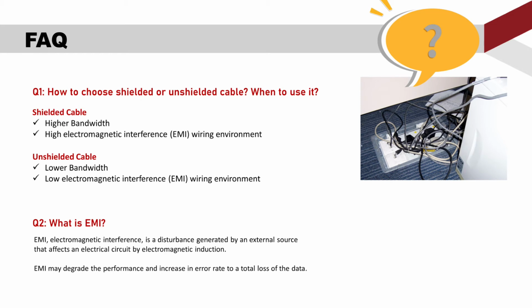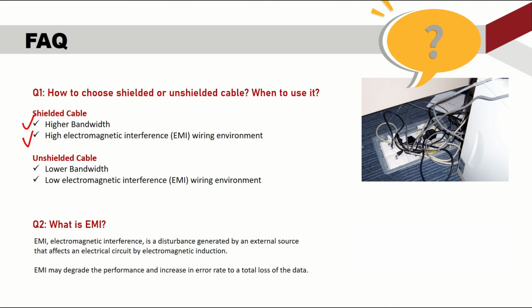First question, how to choose the shielded or unshielded cable? When to use it? The shielded cable we use in the higher bandwidth and high EMI wiring environment. And the unshielded cable we use in the lower bandwidth and lower EMI wiring environment. If there are a lot of machines that generate a lot of EMI in the wiring environment, shielded cable can provide good protection. But if there is not much interference in the cabling environment, it is recommended to use UTP cable.